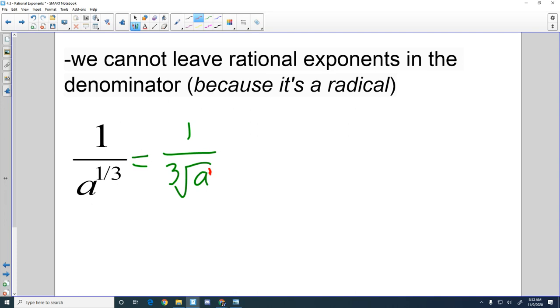Look at that index, it's a 3. I have 1 a. How many more a's do I need? What do you think? Show me 1, 2, 3, 4, 5. 2 more. Good. So multiply by a cube root of a squared, because that's going to give me a total of a to the third in the denominator, which is exactly what we want.